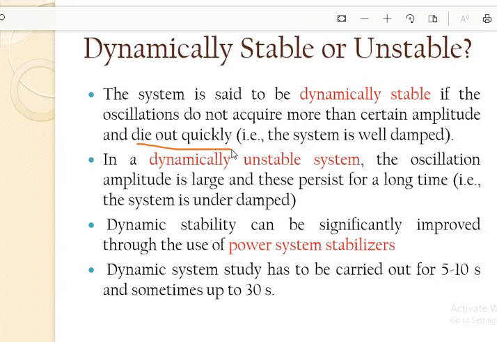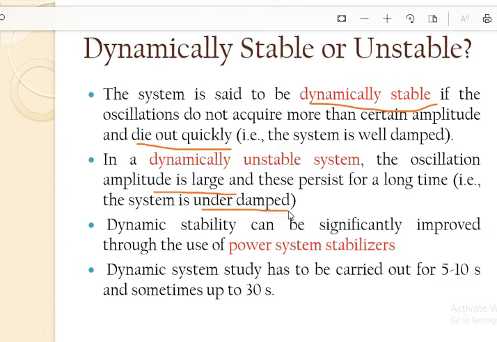If these oscillations are damped in a proper way, your system will be stable. If the oscillations are not damped, these oscillations can cause your system to move out of synchronism. That type of system is called a dynamically stable or unstable system. So your system may be dynamically stable if the oscillations die out quickly. In an unstable system the oscillation amplitude will be very large, that means they are under damped.